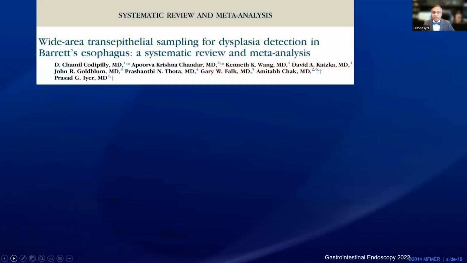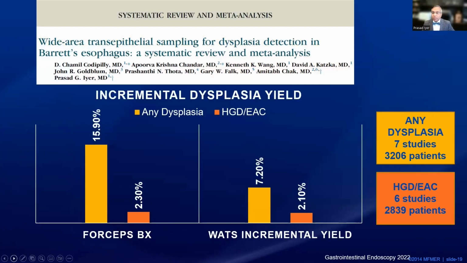So how well does this do? This was a systematic review and meta-analysis that we published last year in Gastrointestinal Endoscopy, where we looked at close to seven studies with over 3,000 patients. And we looked at what was the incremental yield of dysplasia, any dysplasia. So the yellow bars are talking about any dysplasia. The orange bars are talking about high-grade dysplasia and cancer.